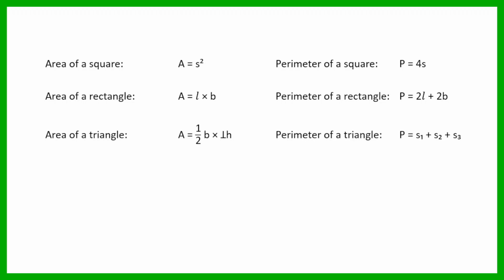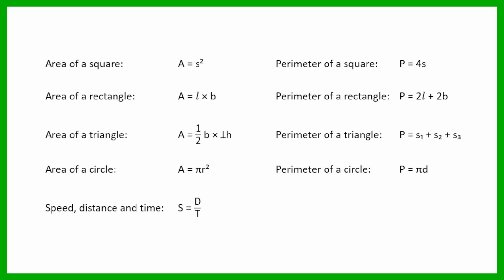The perimeter of the triangle we work out by adding up the 3 sides. The area of a circle is pi times the radius squared. The perimeter of a circle is pi times diameter. And to work out speed, we divide distance by time. So these are just a few of the formulae that we have used so far this year. That doesn't mean that they're the only formulae that you get. You get many other formulae. These are just ones that we have used before.